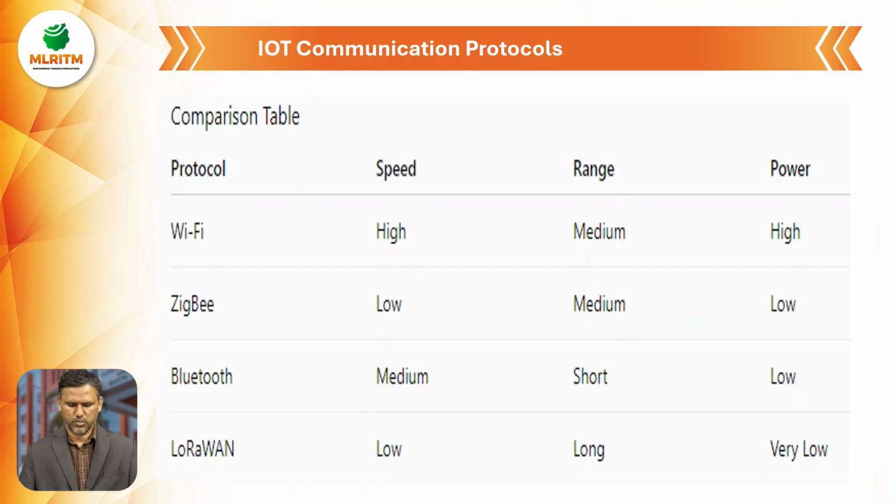Next, IoT communication protocols, you can observe the protocol, speed, range, and power. Wi-Fi has high speed and medium range, and it uses high power consumption. In Zigbee, low, medium, and low. In Bluetooth, medium, short, and low. LoRaWAN: low, long, and very low.